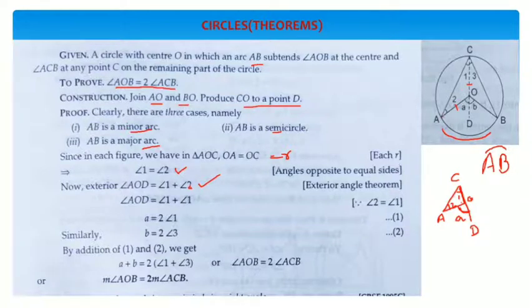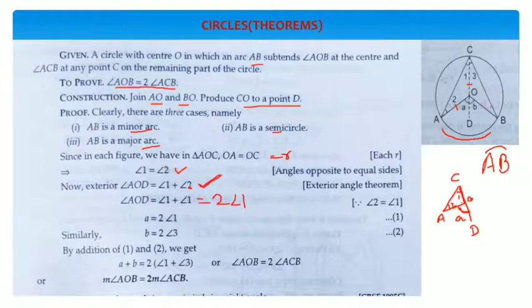So we can write this AOD: angle AOD equals angle 1 plus angle 2. This result we have obtained, angle AOD equals angle 1 plus 2, by the exterior angle property. Now in place of angle 2 we can write angle 1. So angle AOD will be twice of angle 1. Now AOD we have denoted by A, so in place of AOD we can write A, that is twice of angle 1.